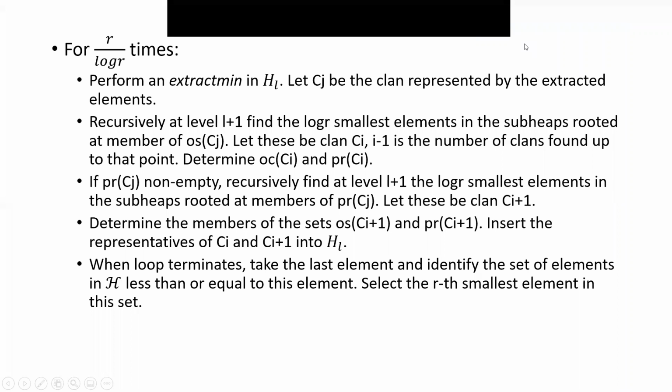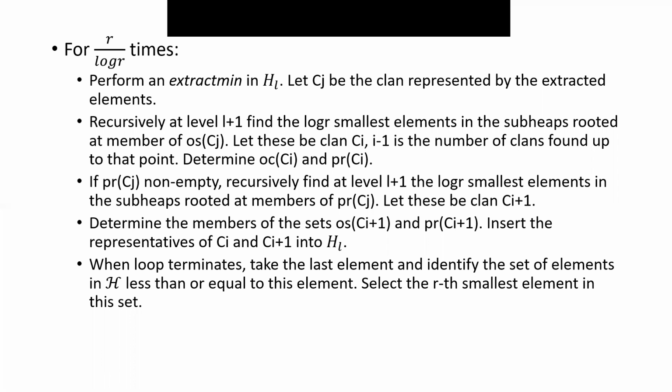So for R over log R times, it performs an extract min operation in HL. Let clan Cj be the clan represented by the extracted element. Then recursively, at level L plus 1, find the log R smallest elements in the subheaps rooted at members of offspring of Cj. And let this be clan Ci, where i minus 1 is the number of clans found up to that point. Determine offspring of Ci and the port relation of Ci.